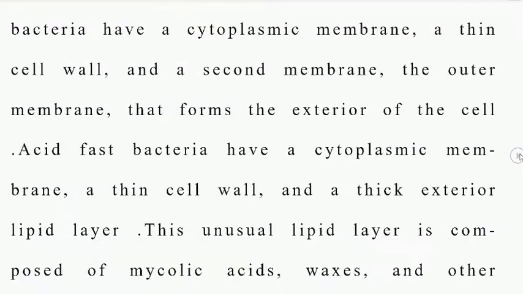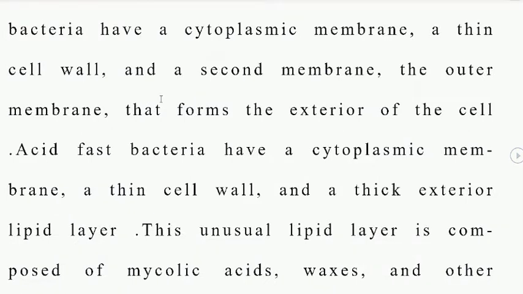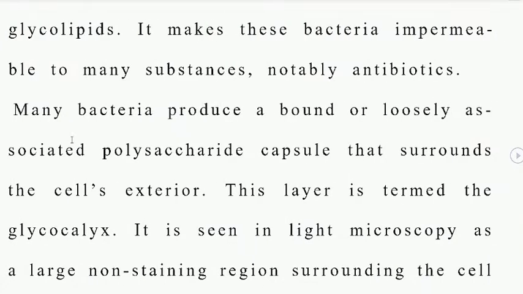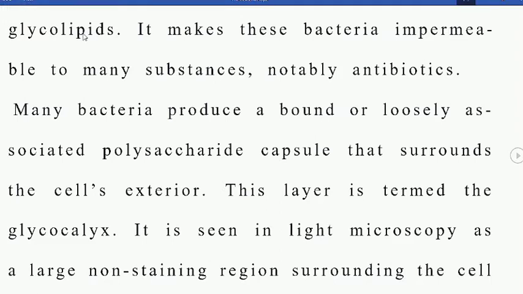The Gram negative bacteria have a cytoplasmic membrane, a thin cell wall and a second membrane, the outer membrane, that forms the exterior of the cell. Acid fast bacteria have a cytoplasmic membrane, a thin cell wall and a thick exterior lipid layer. This unusual lipid layer is composed of mycolic acids, waxes and other glycolipids. It makes these bacteria impermeable to many substances, notably antibiotics.